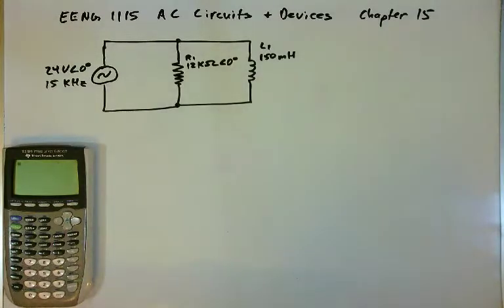Let's solve a parallel circuit. We have 24 volts at 0 degrees running at 15 kilohertz and a resistor and an inductor in parallel. The resistor is 12 kilo ohms at 0 degrees. The inductor is 150 millihenries.